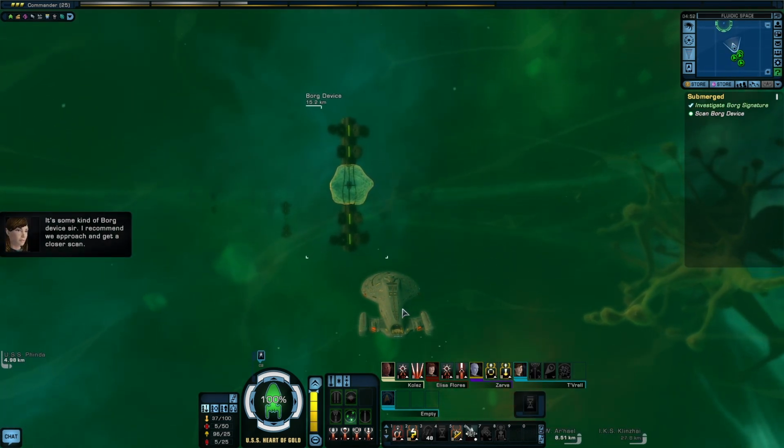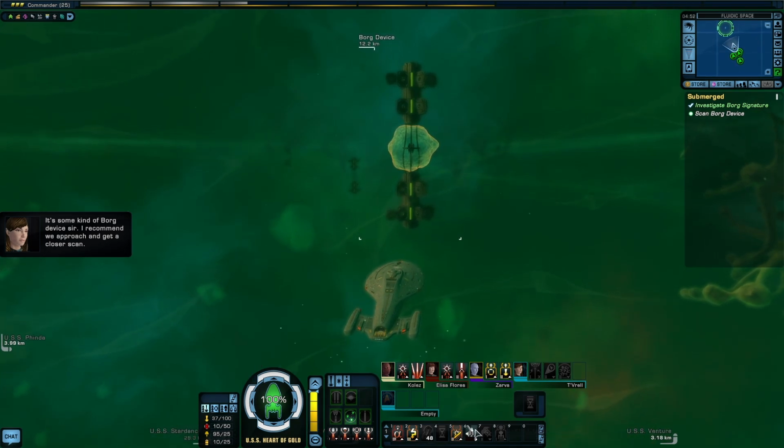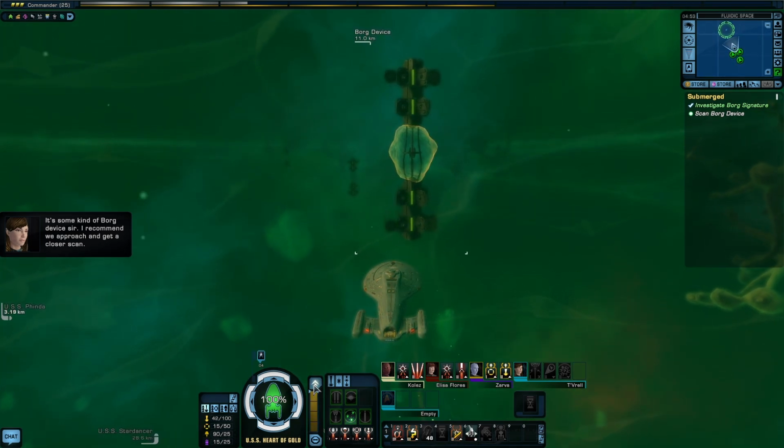Some kind of Borg device. Recommend we approach and get a closer scan. Yeah.